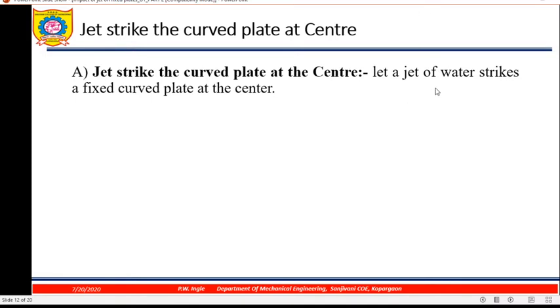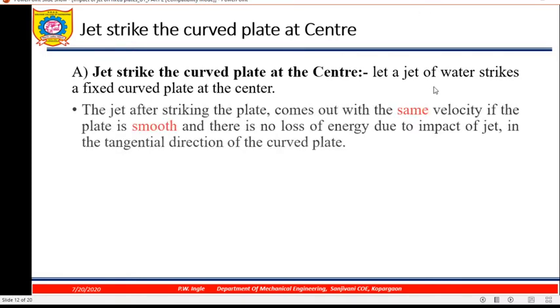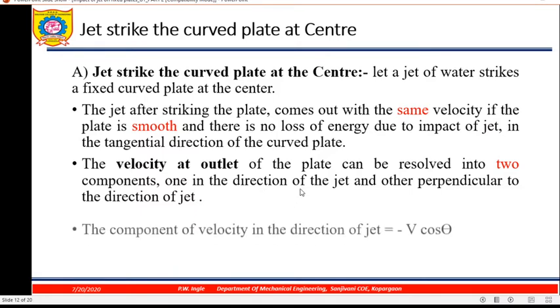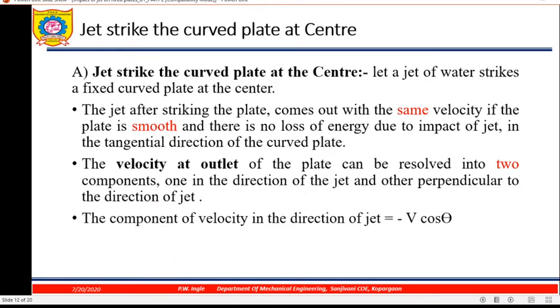So let a jet of water strike the fixed plate at the center. The jet after striking the plate comes out with the same velocity. Means v is the velocity before striking and v will be the velocity after striking. And that v will have two components. How we are getting those two components, that we will discuss. Now velocity at outlet of the plate can be resolved into two components. One is in the direction of jet, other is perpendicular to the direction of jet. The component of velocity in the direction of jet is minus v cos theta.